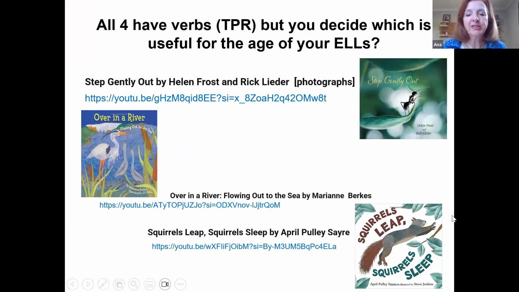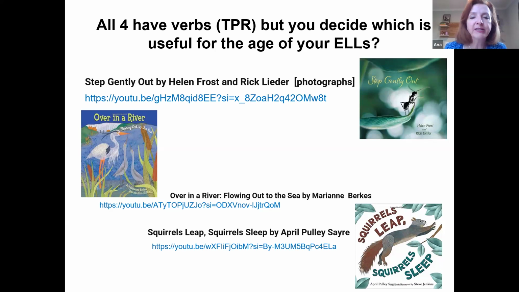There are 3 books here that all have lots of verbs. They also have some patterns and some repetition. Over in the Meadow has a lot of repetition. It's that chant, over in the meadow, lives a little, with a... And then there's Squirrels Sleep, and that is the pattern in that book. But Stop Gently Out is photographed and is a poem with each one of the insects doing a different action.